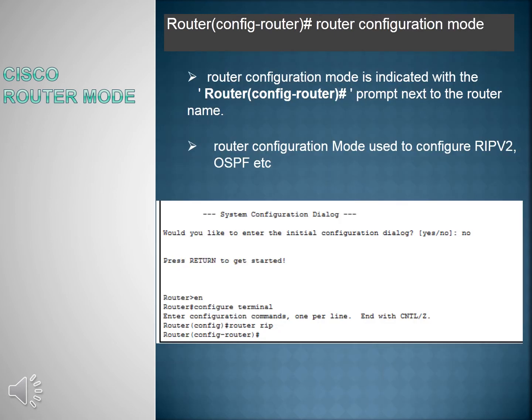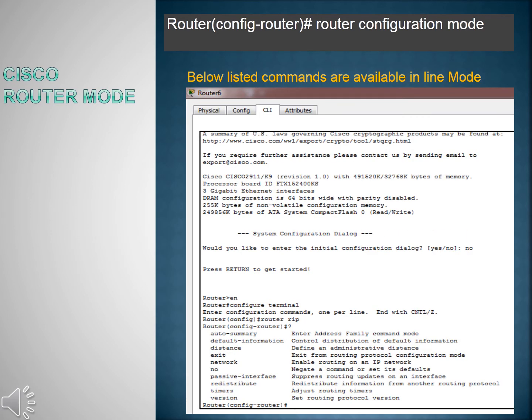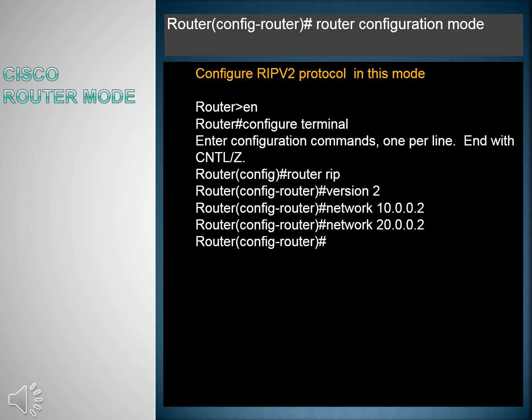Last sub-mode of global configuration mode is router configuration mode. It is indicated with the Router(config-router)# prompt next to the router name. Router configuration mode is used to configure IPv4 OSPF routing protocols. Here is a list of commands available in router configuration mode. In this example, you can see how to configure RIP2 routing protocols.